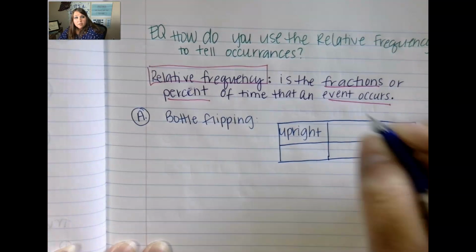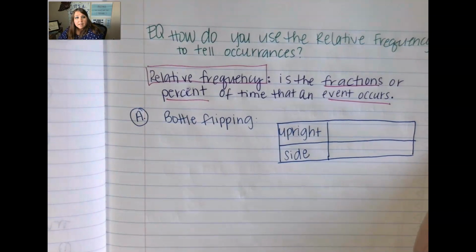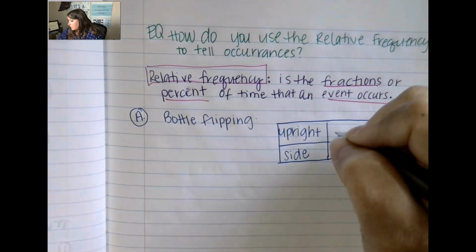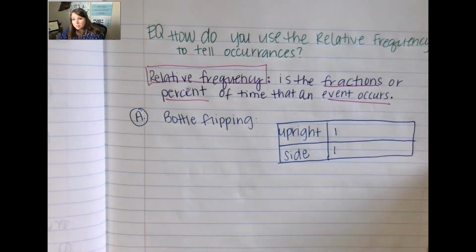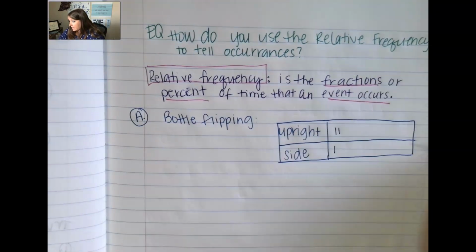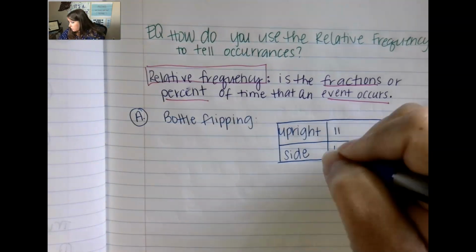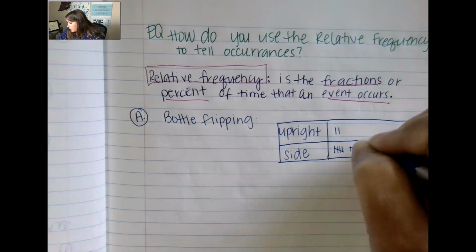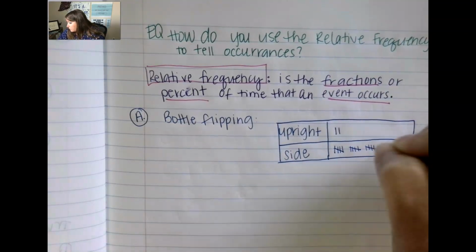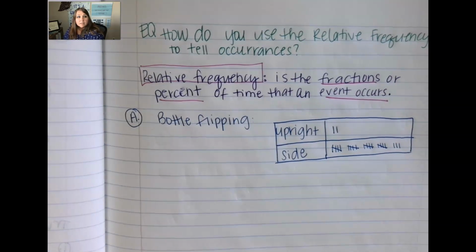So every time we flip the bottle, we put a tally mark. So if it lands upright, we would put a tally mark. If it lands on its side, we would put a tally mark here. So upright, it landed twice, and on its side, it landed 23 times. So there's 5, 10, 15, 20, and 23. Okay, so there's our experiment.